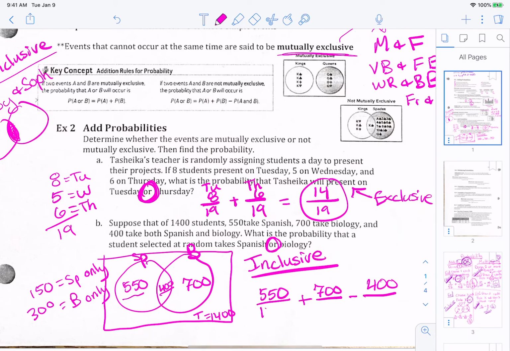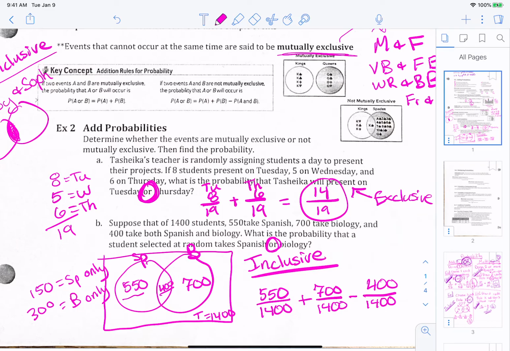1,400 for everything. Can't you just take 150 plus 300 though? Because we already have that figured out. But then we're not counting any of the 400, right? Because the 400 wouldn't be counted at all. So we could take 150 plus 300 plus 400 so that they're counted once. Does that make sense? You could do that. But I mean, it's just the same amount of work as just subtracting the 400.